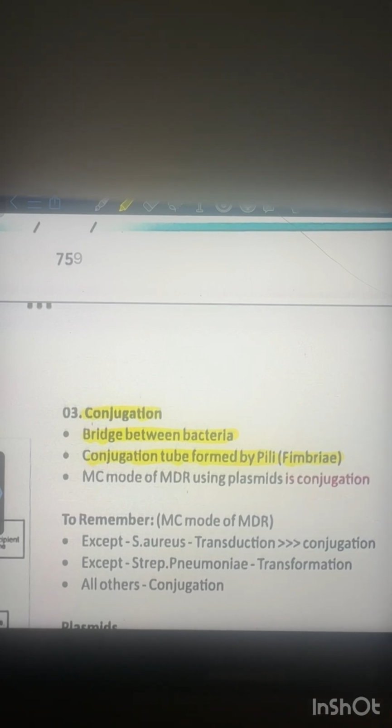Do you remember what was pili? I had taught you in your bacterial anatomy. Pili was nothing but fimbriae. Exactly. So ultimately, it is the fimbria that helps in the transfer, and that is known as conjugation. So do you know? Overall, in the entire bacteriology, the most common mode of resistance is going to be via conjugation. Anywhere they ask you, this antibiotic resistance is transferred from one bacteria to the other, the answer is conjugation. But in Staph aureus, remember, transduction is most common. The most common, even more common than conjugation, is going to be transduction.